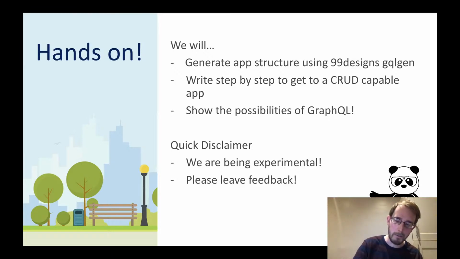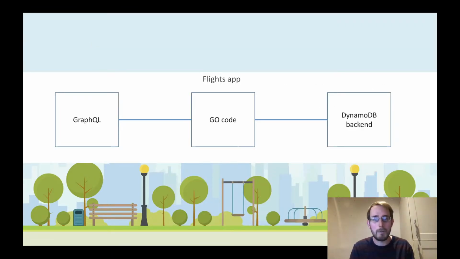So I'll just talk you through the app very briefly that we're aiming for. It's a basic flights application, a very simple infrastructure. The design: first of all, you've got the GraphQL. In the middle, we've got the Go code in this case, and then it's talking to a DynamoDB backend, which we hopefully don't need to worry about too much. Usually, if you're writing a proper app, there would probably be a business layer here, but it's trying to be as simple as possible.